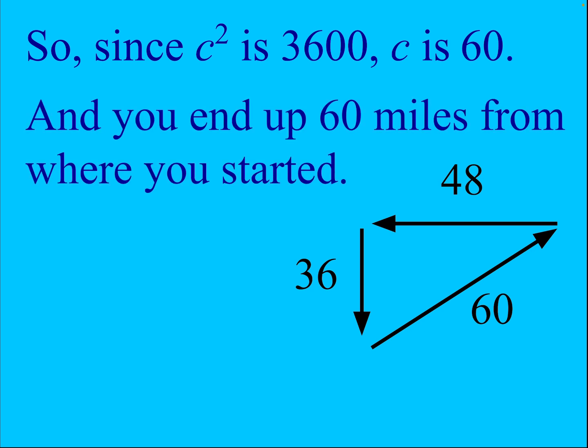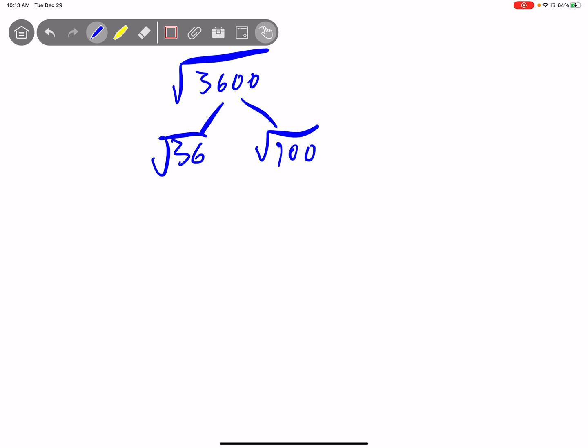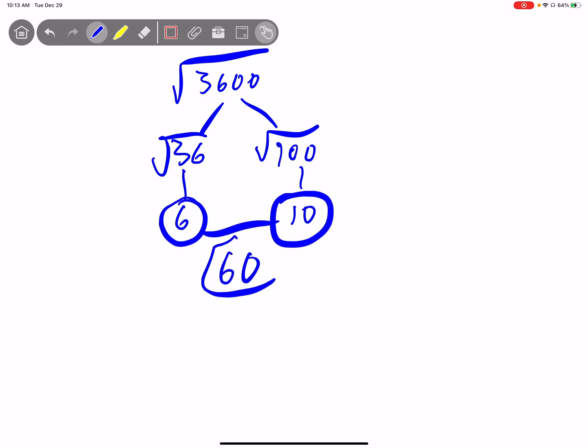And again, if you did not know that or you couldn't figure that out off the top of your head, which is completely fine, you would need to solve it out like we did before. 3,600, divide it however you want. It does not matter. You could have done 36 and 100 and then known that the square root of 36 is 6 and the square root of 100 is 10. Multiply these together. 6 times 10 gives you 60. Okay.